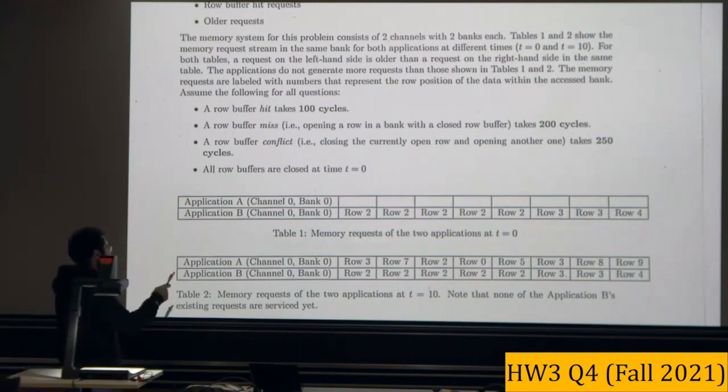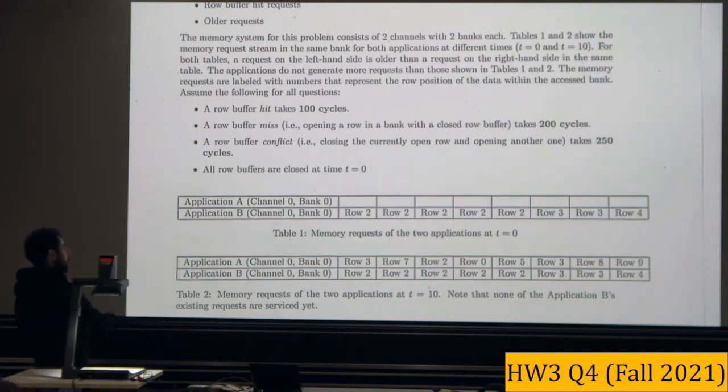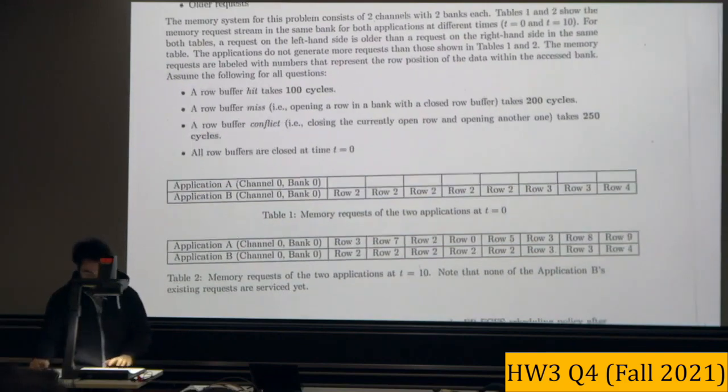As we see at t equals 0, we have application B. This means that application B is the oldest one. It already has its requests in the buffers. And then at t equals 10, all the requests from application A have arrived, but we didn't service any of the requests yet. So application B has not serviced any of its requests. So let's see the first question.